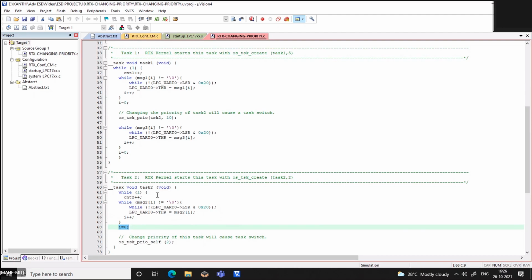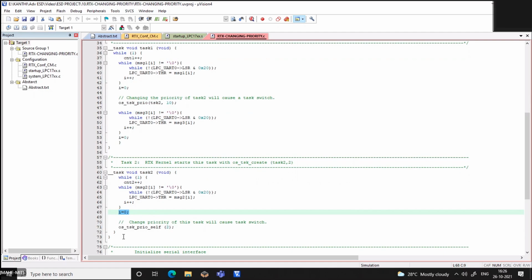Once I transmit that message, okay, I make the priority of the task... so this is the function which we have in the RTX OS, os_task_priority_self, which means I am changing the priority of myself. I am changing it to the original.